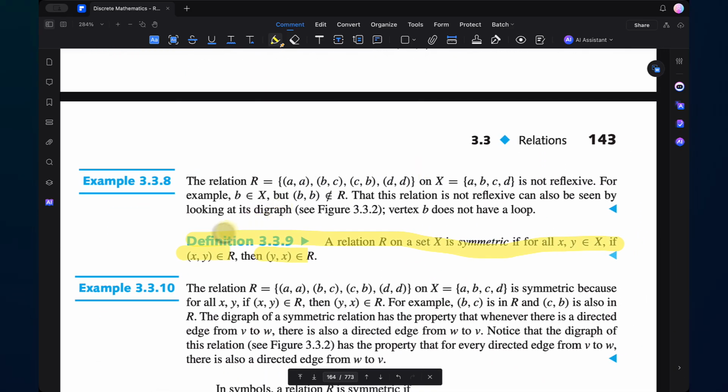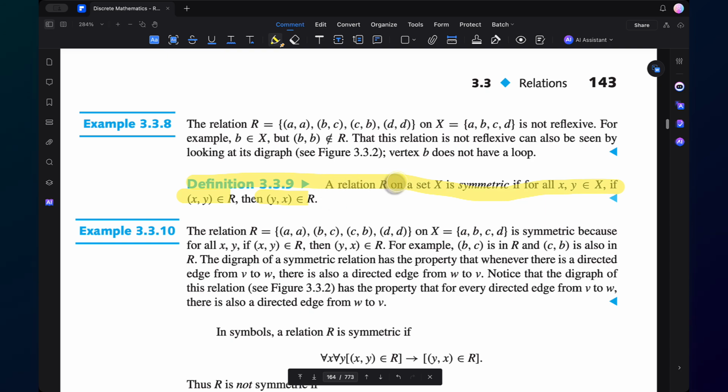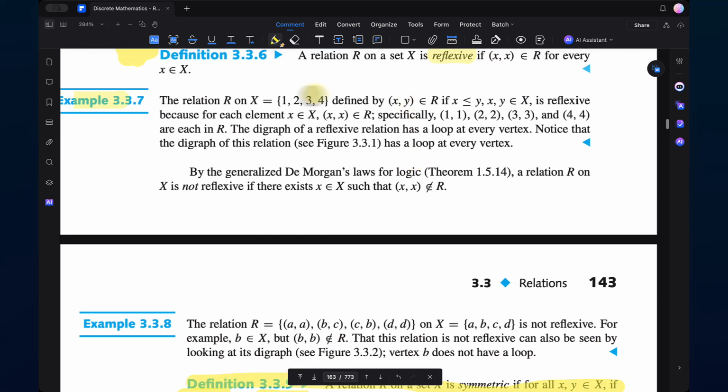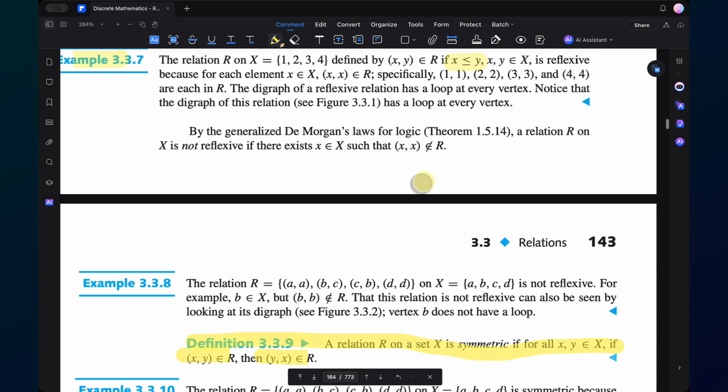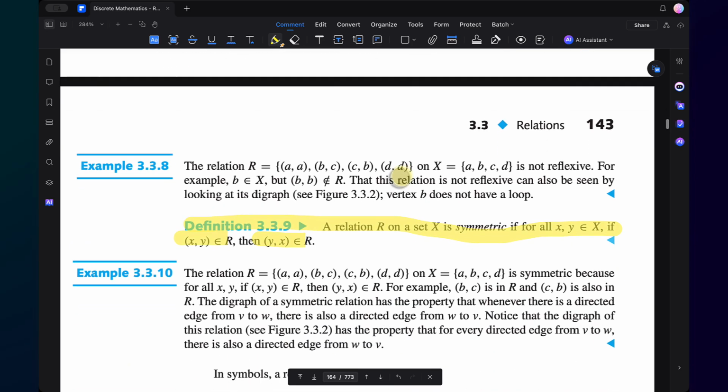Next definition. A relation R on a set X is symmetric if for every x and y in X, if (x, y) is in R, then (y, x) is in R. Okay, so for symmetric, let's take a look at the one up here that we just looked at, the relation of less than or equal to. This is not symmetric because clearly 1 is less than or equal to 2, but 2 is not less than or equal to 1. So this relation here is not symmetric.